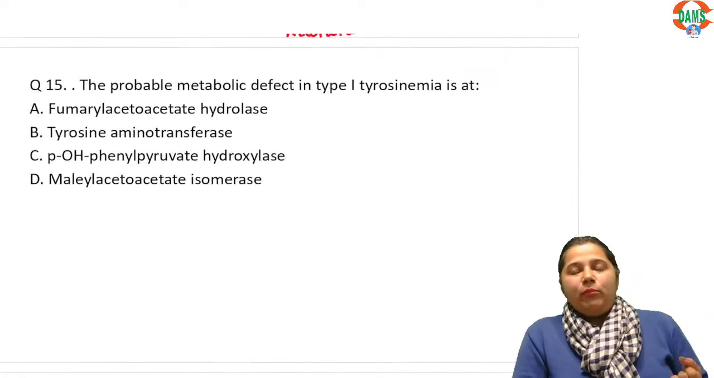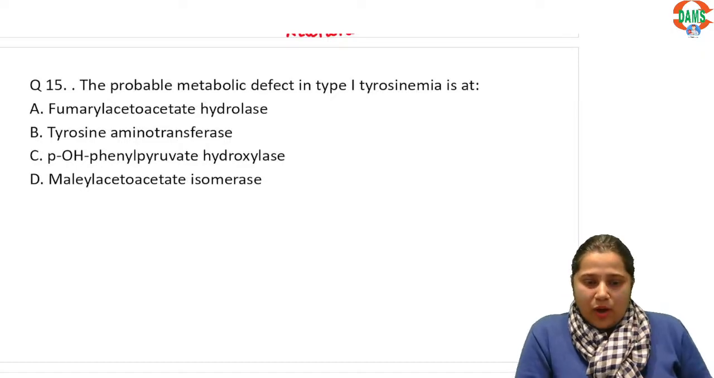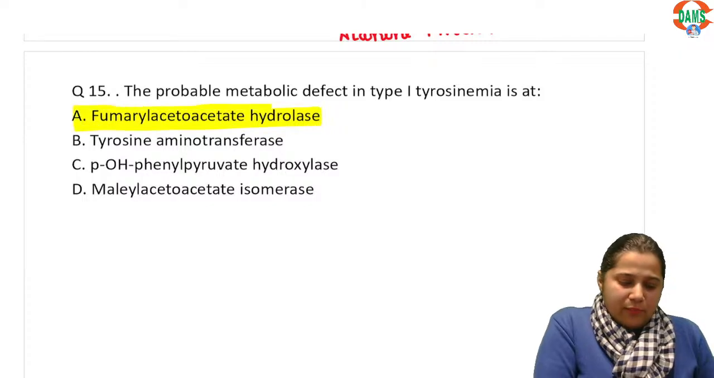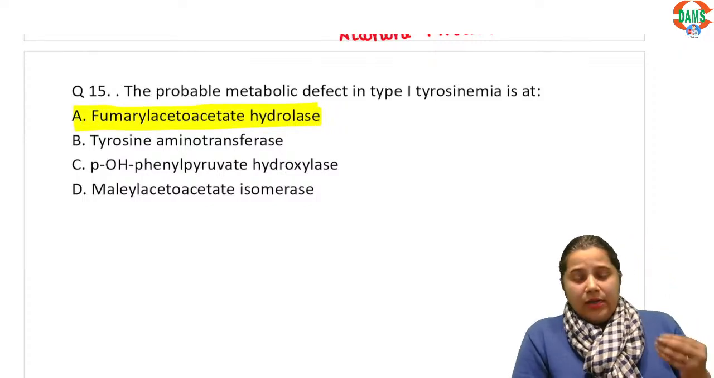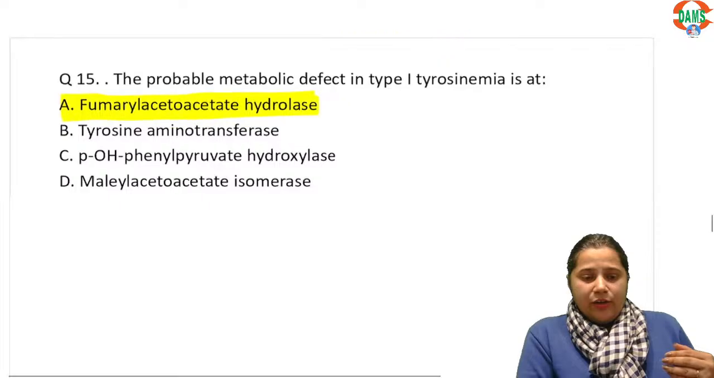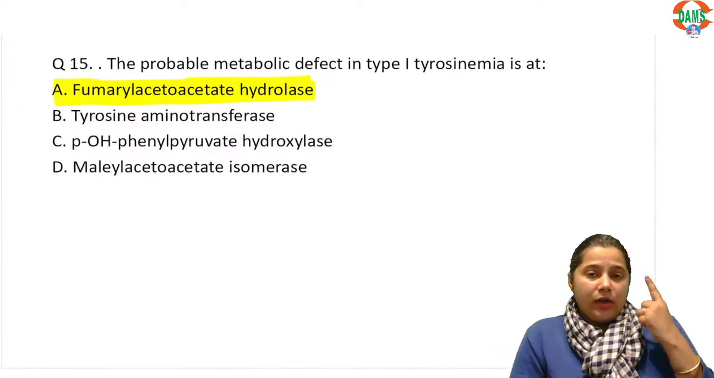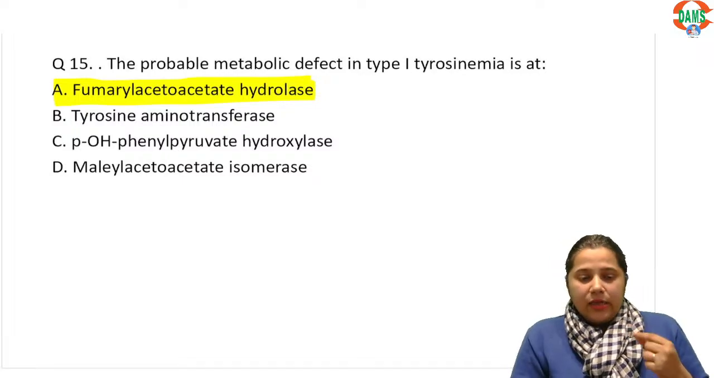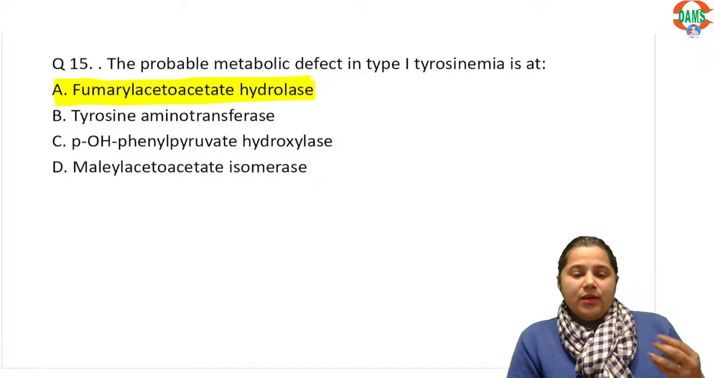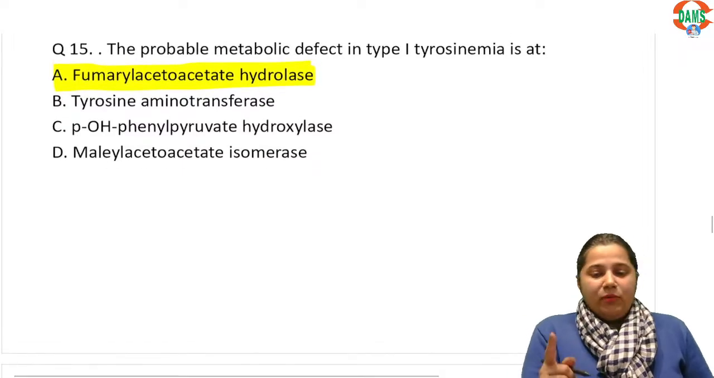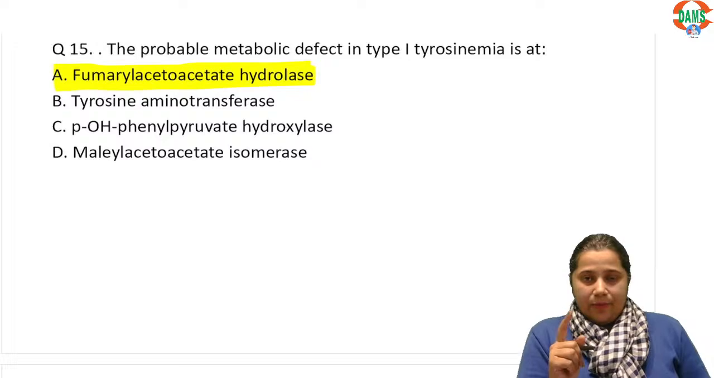Now, this you can tell. What is the enzyme metabolic defect of tyrosinemia type 1? Fumarylacetoacetate hydrolase. It's a poor prognosis disorder. In this, the infant usually dies because of hepatocellular carcinoma. Tyrosinemia type 1 is a lethal disorder. It usually causes hepatocellular carcinoma and death. So, question number 15, answer is A.